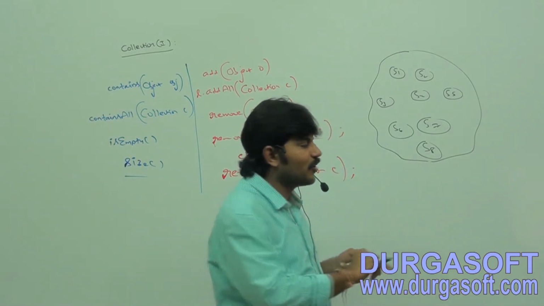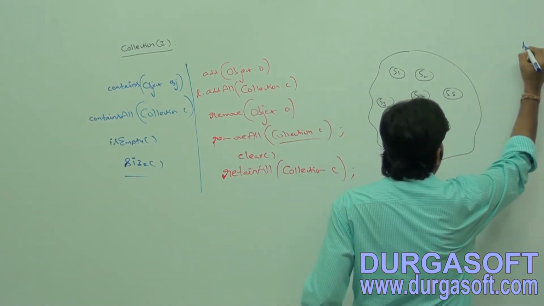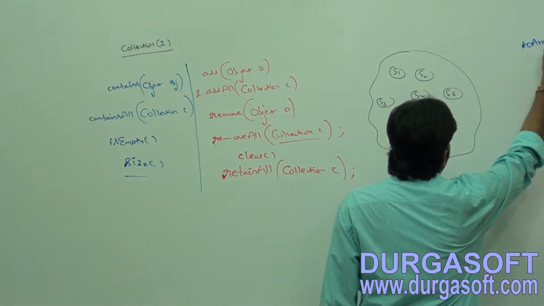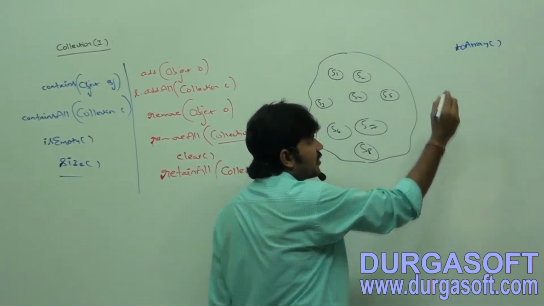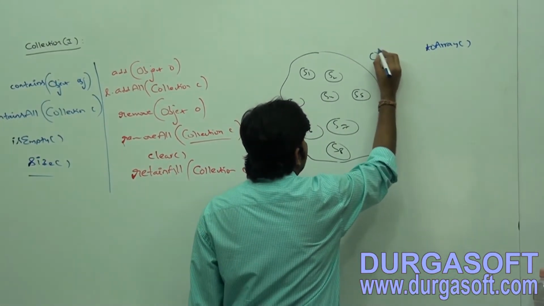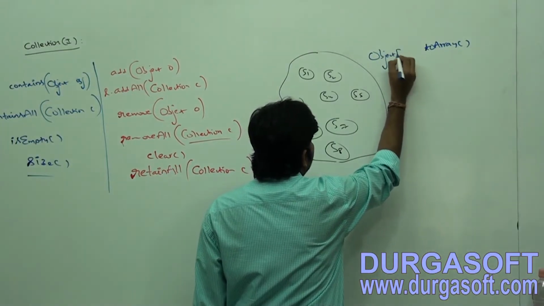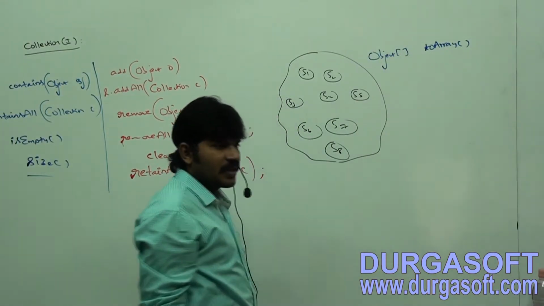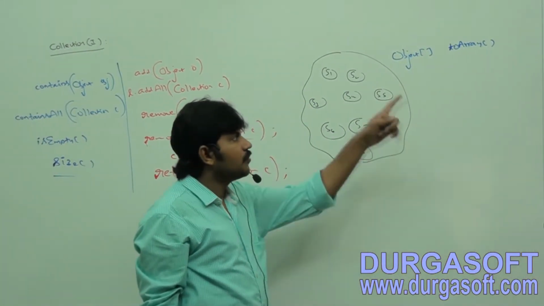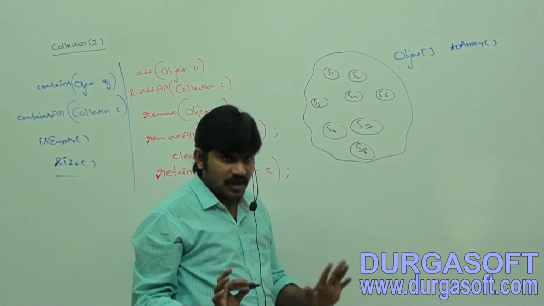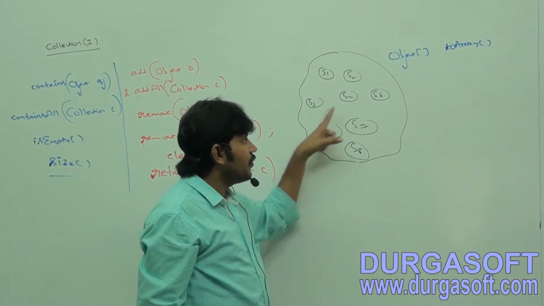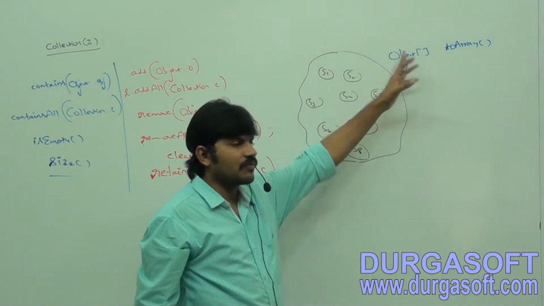What is the method we have to use? On this collection object, you can call the toArray method. The return type of this method is Object array. toArray is used to convert the collection to an array.